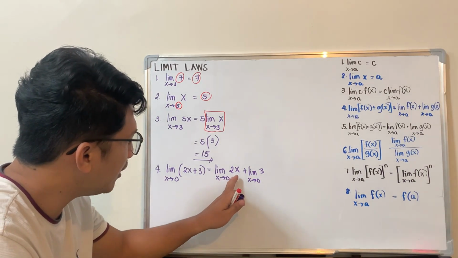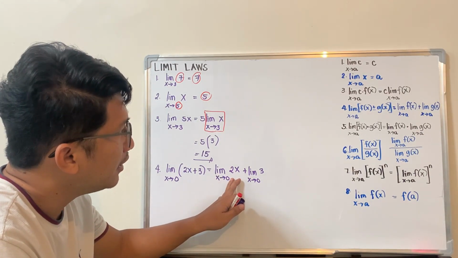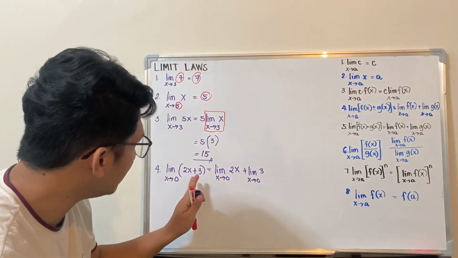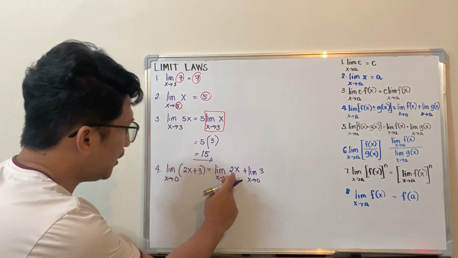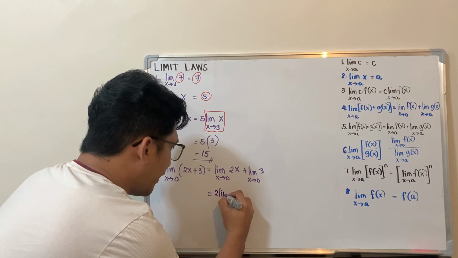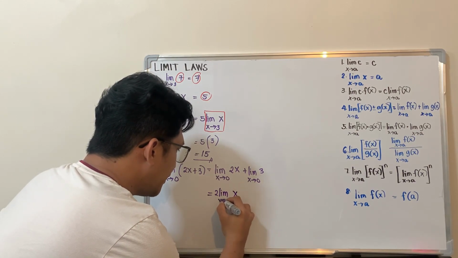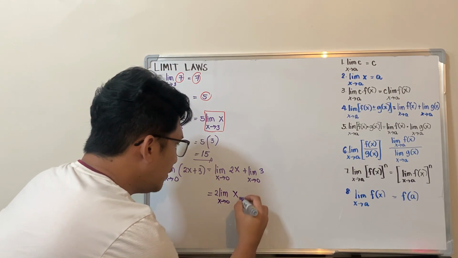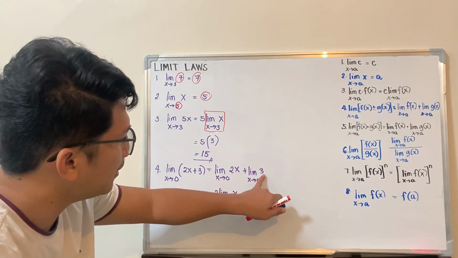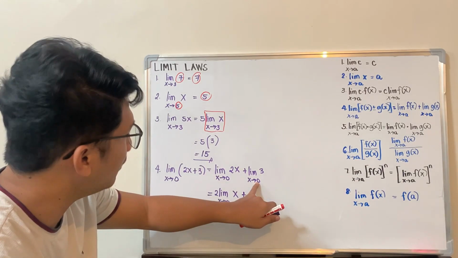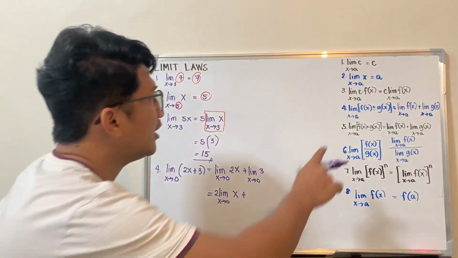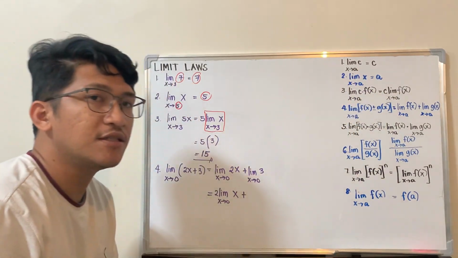From here, you can apply the idea of number 3. You can take out the constant, the same as with the 5. So you can take out the 2. So you have 2 times the limit of x as x approaches 0, plus, this one is a constant. So the limit of 3 as x approaches 0. Recall the first example, number 1: if your function is a constant, the constant itself is the limit.